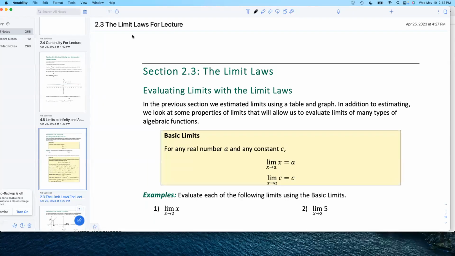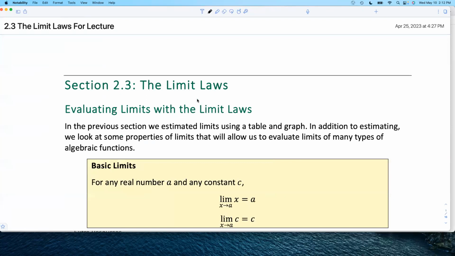Okay, let's talk about the limit laws. So we've already discussed what limits are by looking at graphs and tables of values. Now we're going to learn how to do limits algebraically.